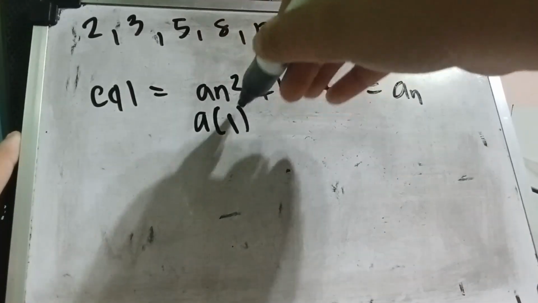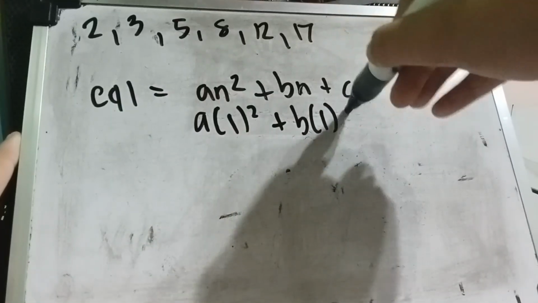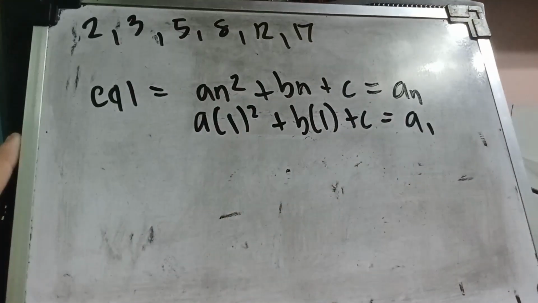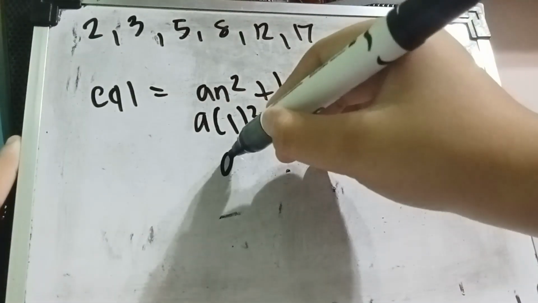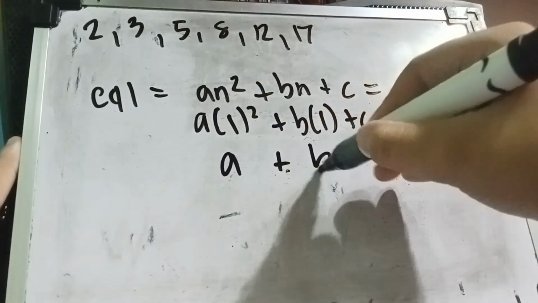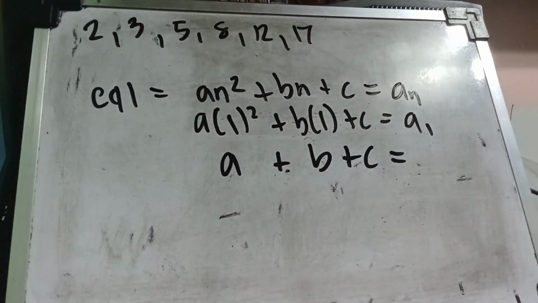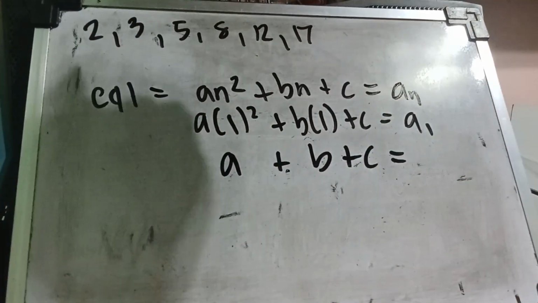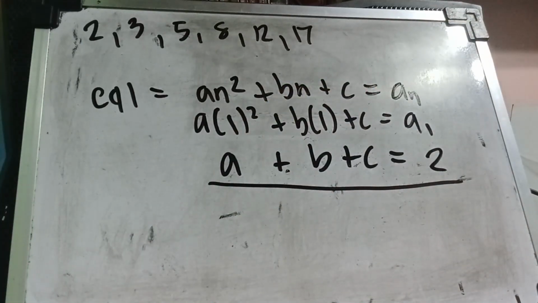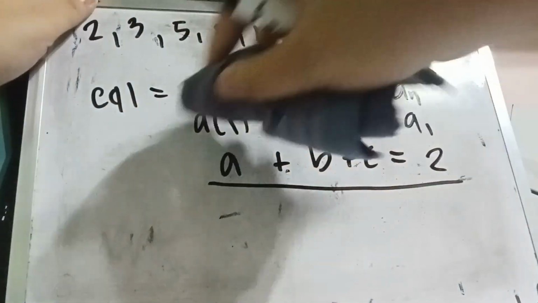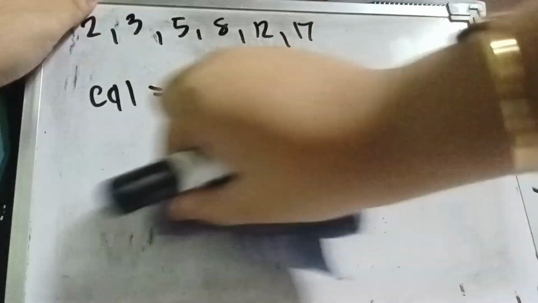So, a1 squared plus b times 1 plus c is equal to a sub 1. Now, 1 squared is 1. 1 times a is 1. A. And b plus c is equal to, ano yung value ni a sub 1 from the table? It's 2. So, we have our first equation. Take note of that. Let's move on to our second equation na hanapin natin.